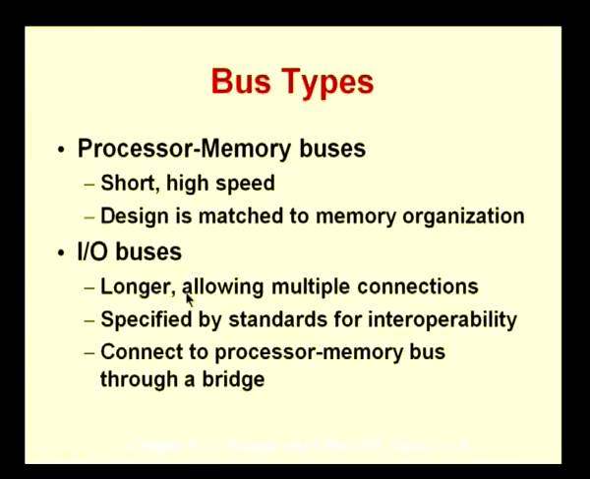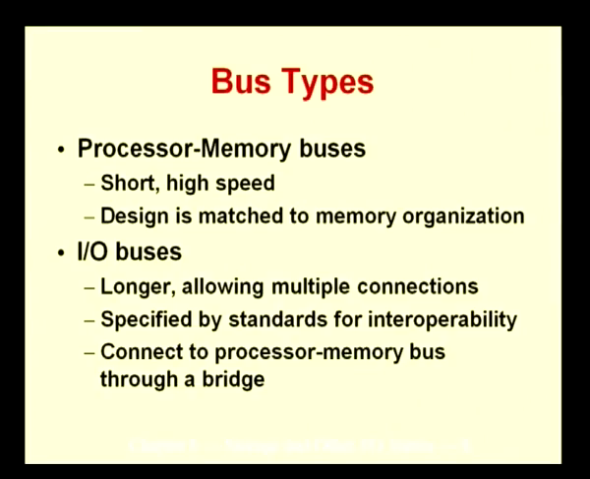When we talk of bus in the context of a processor, normally we talk about the processor memory bus and IO buses. You can look at these as two different types of buses. Processor memory buses are typically short, in the sense that the length of the buses is short, and they are normally high speed. The design is normally matched to the memory organization, that is, to the speed of the memory and the way in which the memory is organized. This is how processor memory buses are normally designed.